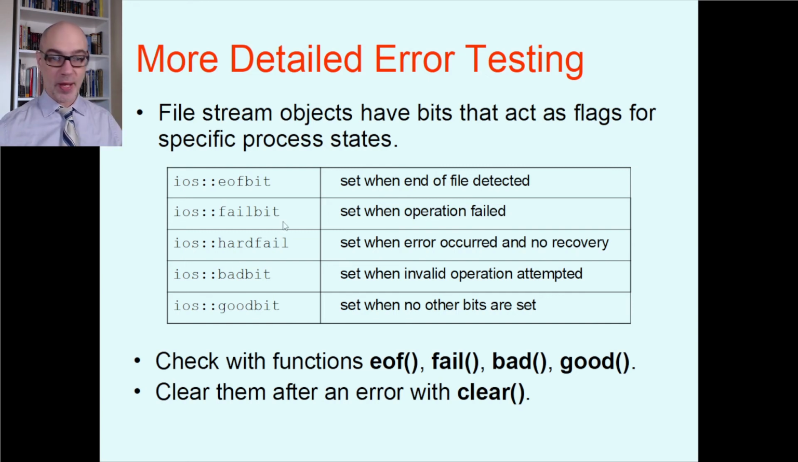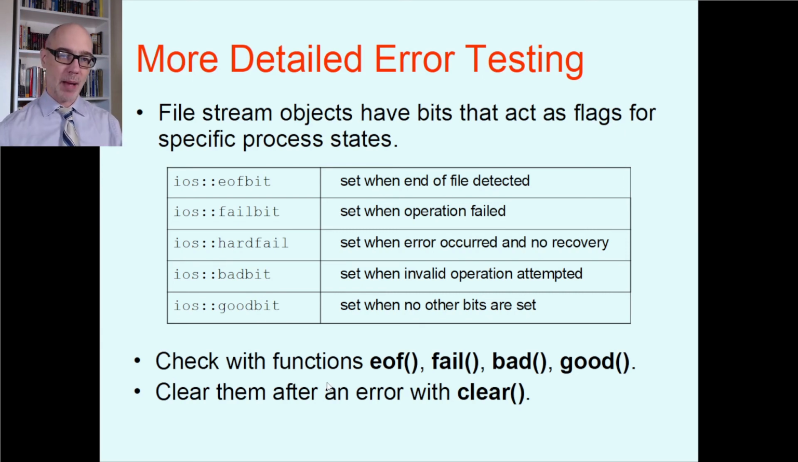There's a bit for the fail bit that's set when an operation fails for whatever reason. There's a hard fail bit when there's an error and there's no recovery from it. As a matter of fact, that would be really bad. There's a bit called the bad bit when an invalid operation is attempted, like maybe trying to write to an input file or something like that. There's a bit called good bit, which tracks, I don't have any errors at all yet.